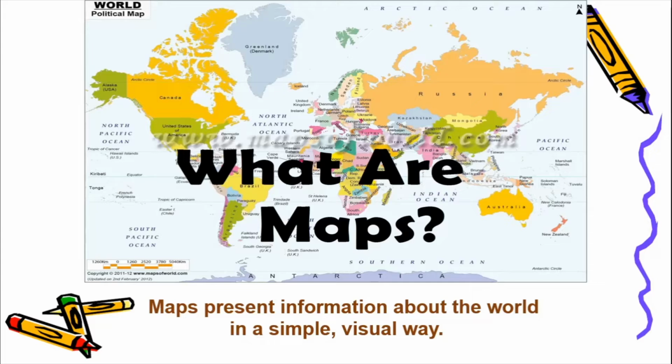Simple, why? Because as soon as you look at this, you know, yes, here is Canada, here is the United States of America, here is Greenland, and of course here is our motherland, India. Along with the information being given in a very simple manner, it is also visual, which means you can just look at the map and gather the information. You need not turn the pages and keep on reading and trying to understand things. So maps are tools, you can say, or maps are those things which present information about the world in a simple and visual way.